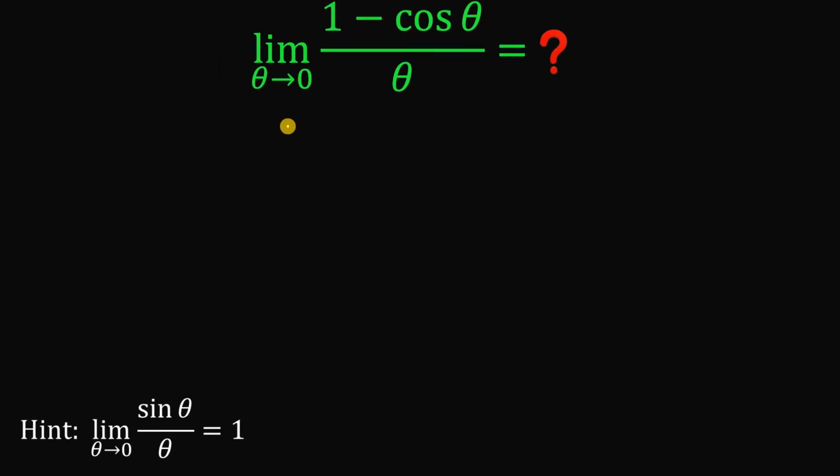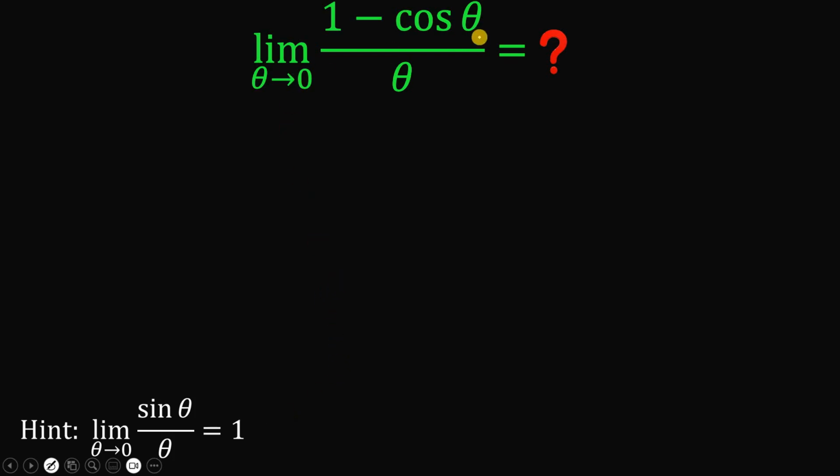Alright, so given this limit, the goal is to evaluate it. The limit of 1 minus cosine theta all over theta as theta approaches 0, given this hint that the limit of sine theta over theta as theta approaches 0 is simply equivalent to 1.